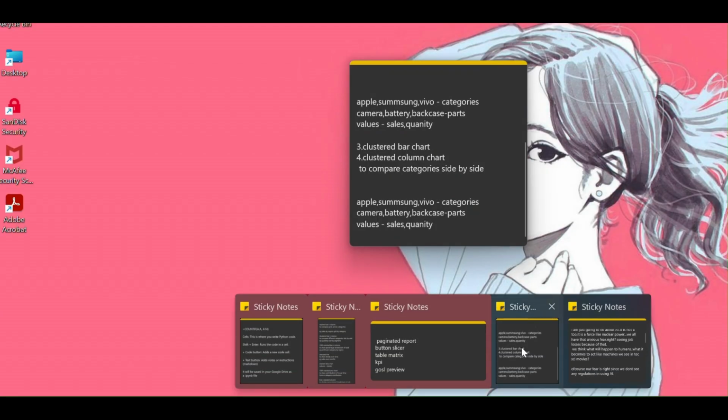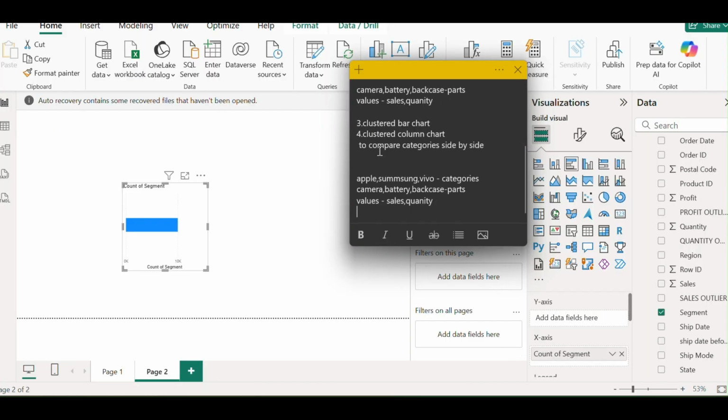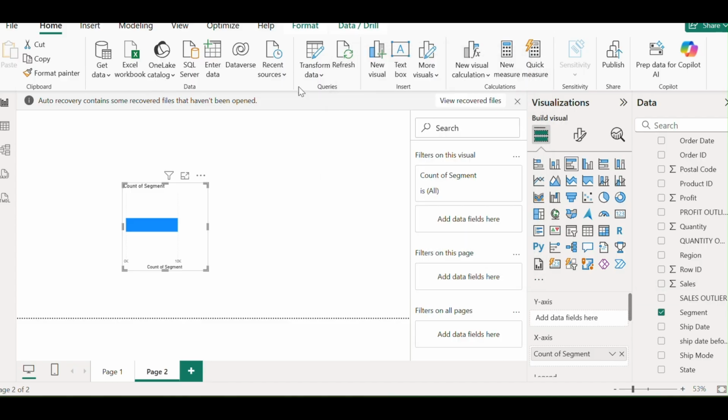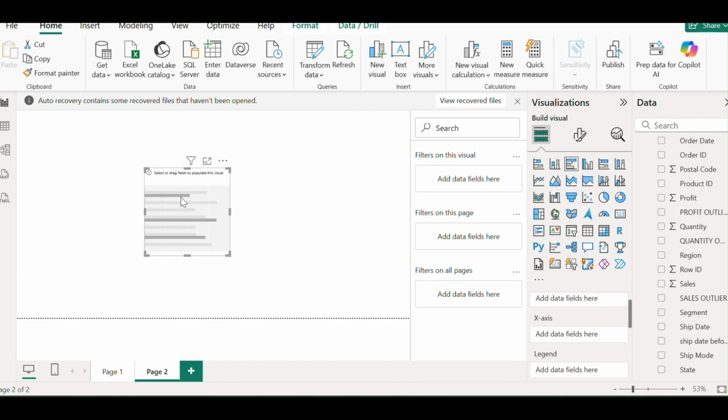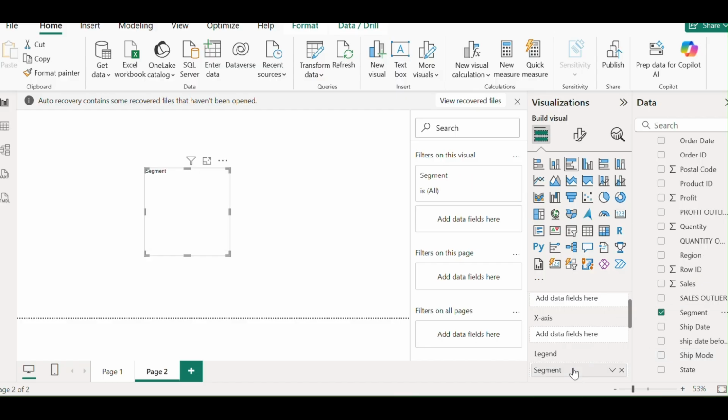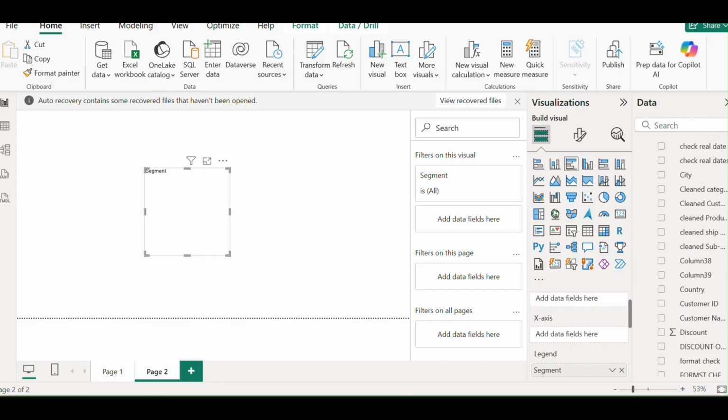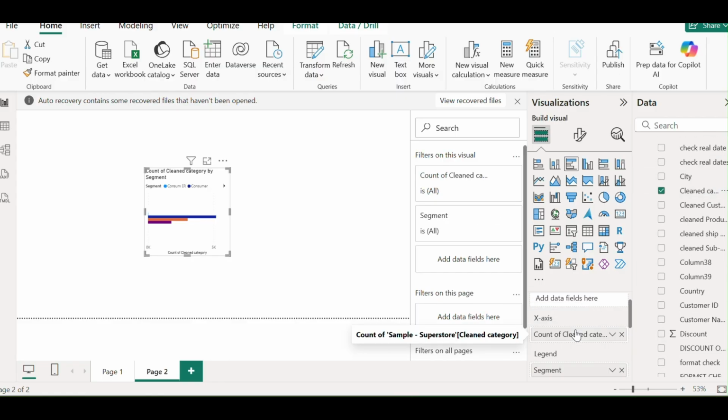What I have given. Give me a second. So all three segments to one category. So three segments. So taking segments as legend. Then I'm going to take categories in x-axis.